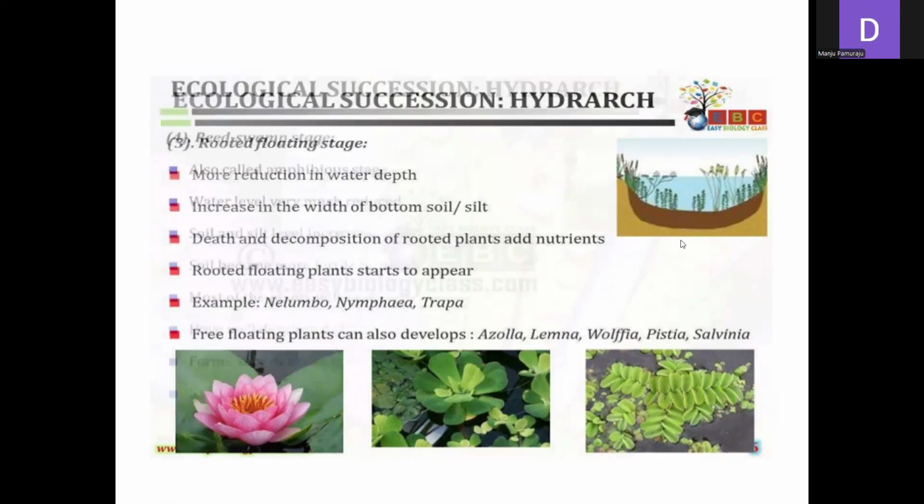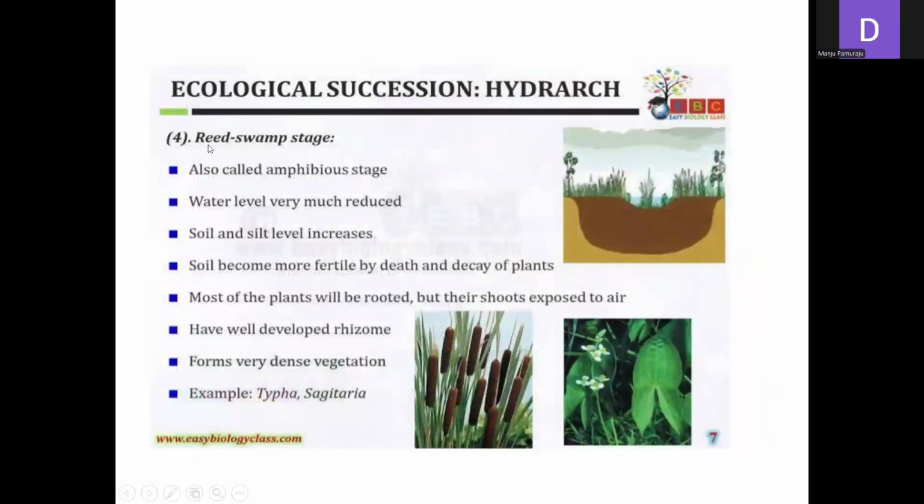decreasing. So the next stage is the reed swamp stage. It is also called the amphibious stage. The water level is very much reduced and the soil and silt level increases. The soil becomes more fertile by the death and decay of plants. Most of the plants will be rooted, but their shoots are exposed to air. They have well developed rhizomes and form very dense vegetation. Examples for this reed swamp stage are Typha and Sagittaria.